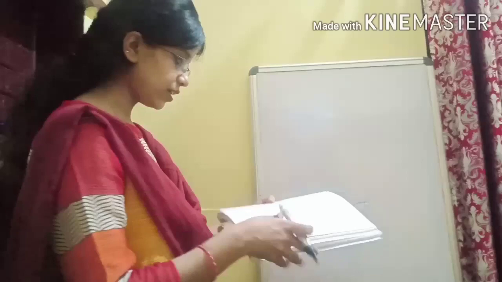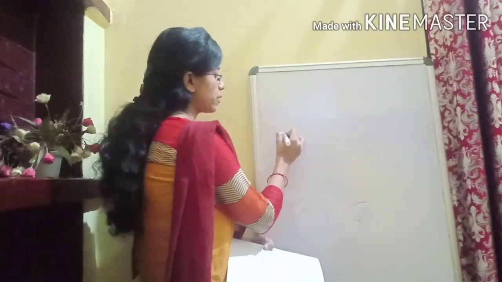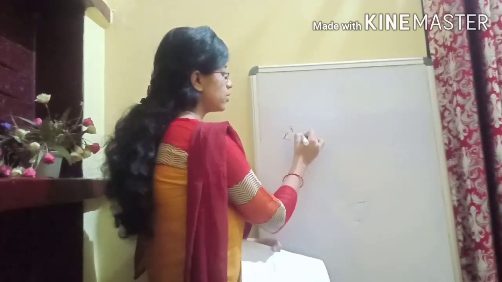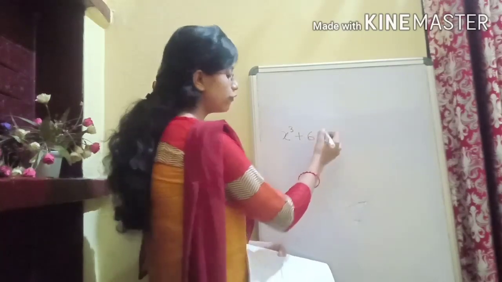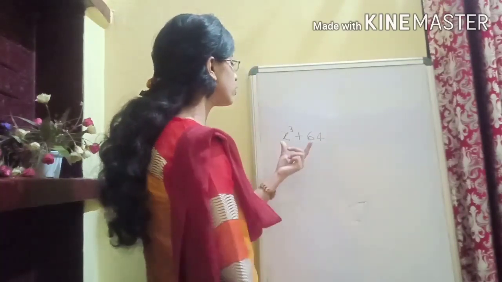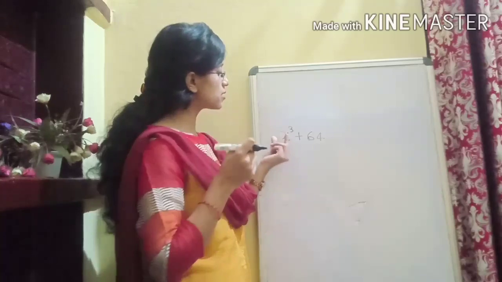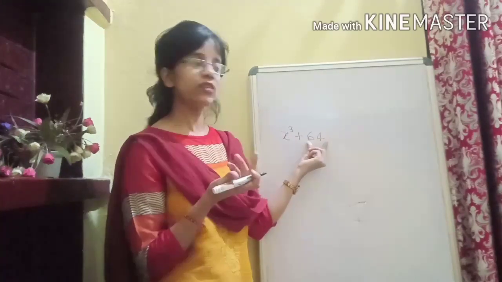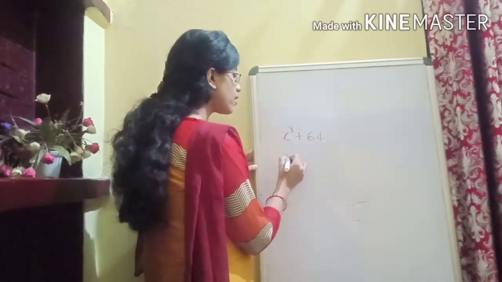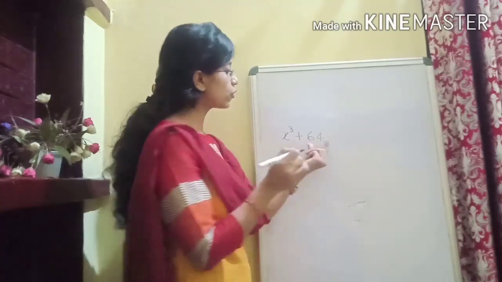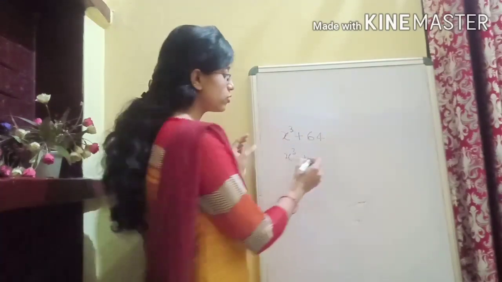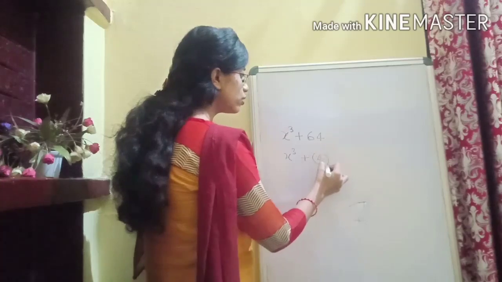First question, it is a simple one. I'm just showing you how to apply the identity. x cube plus 64. So they are asking you to factorize this given question, and since this is cube, here also we try to make it a cube, and we are aware that 64 is a cube of 4. So we can write it as 4 cube.